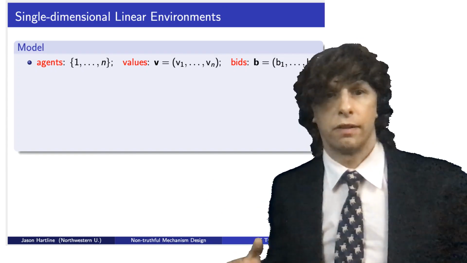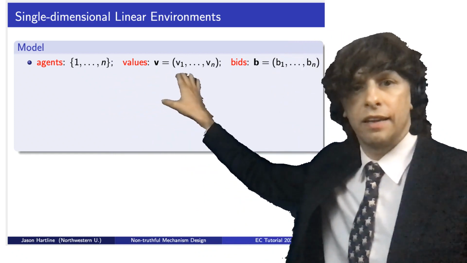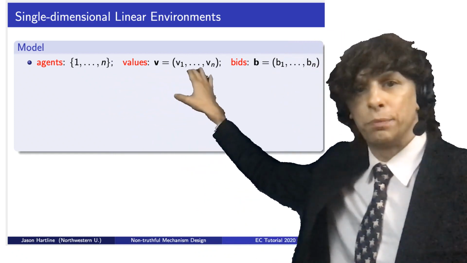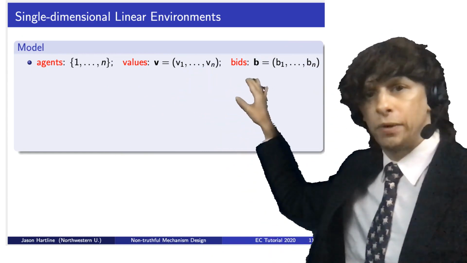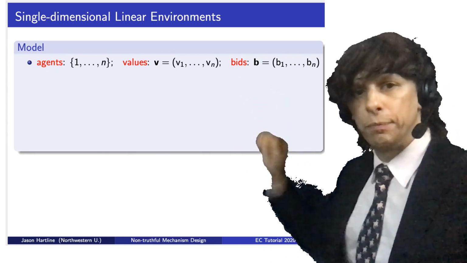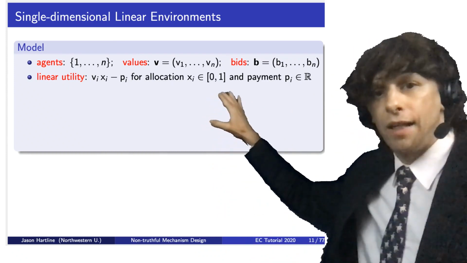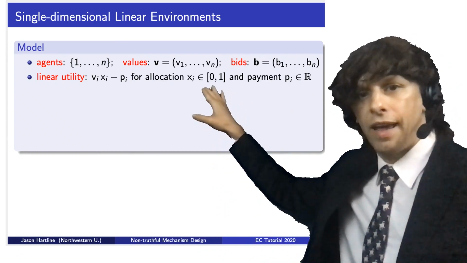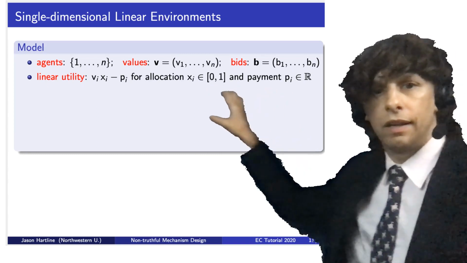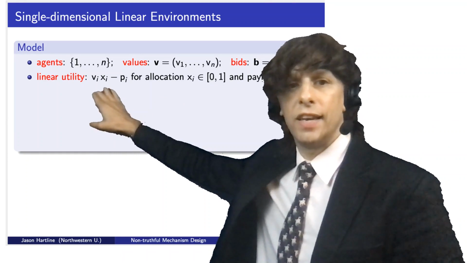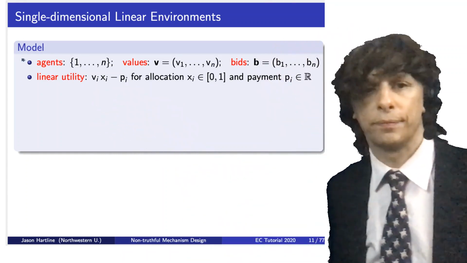Cool. So single-dimensional linear environments. We're going to have n agents. Each agent will have a value, vi, and we'll refer to bold V as the valuation profile, v1 through vn. Each agent is going to submit a bid. We'll denote the bids by b1 through bn. The agents have linear utility, meaning, denoting the allocation probability of the agent by xi in [0, 1] and the payment by a real number pi, the utility of an agent with value vi is vi times xi, that's their surplus from winning, minus the payment they have to make.